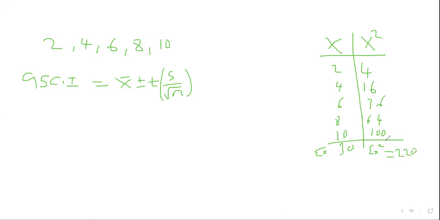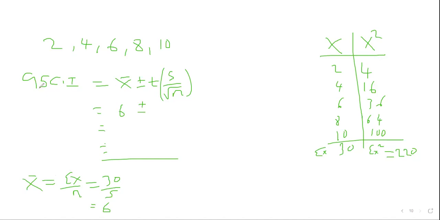If we go back to our topic 1, how do we find the mean? The mean, x bar, is equal to the summation of x over n. So 30, our n is 5, we get 6. So where there's mean, we put 6.